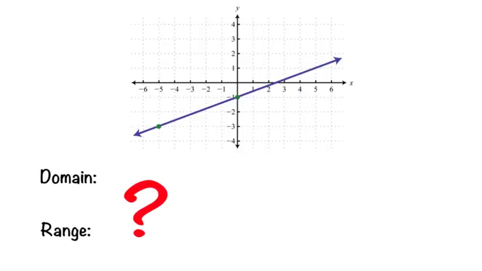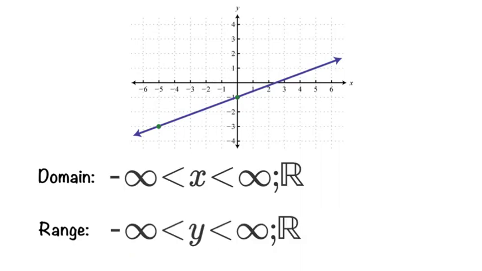Now try this one. It's just a straight line, kind of boring, but it still has a domain and range. Can you find it? Nice job. Both the domain and range are all real numbers. I can put in any x values and any y values, and it will be valid for this line.